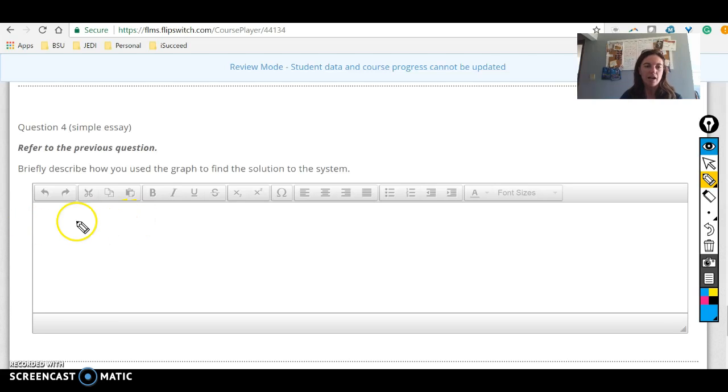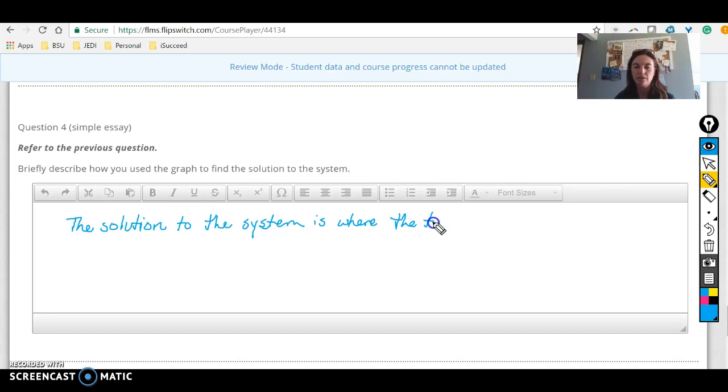Let's see. The solution to the system is where the two graphs intersect. And that is all we need to write. You could put in there 10 and 34.